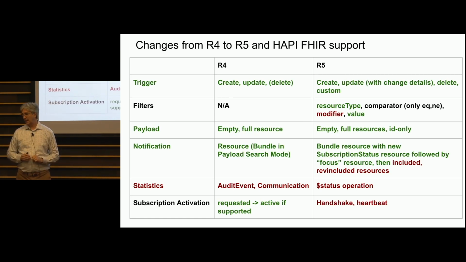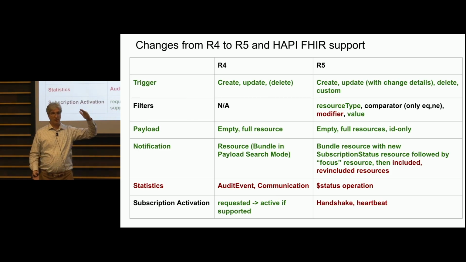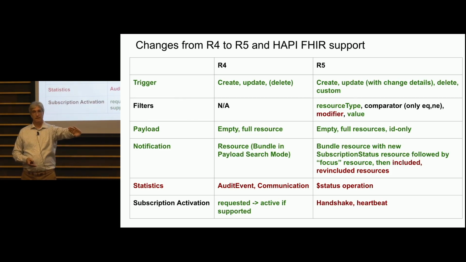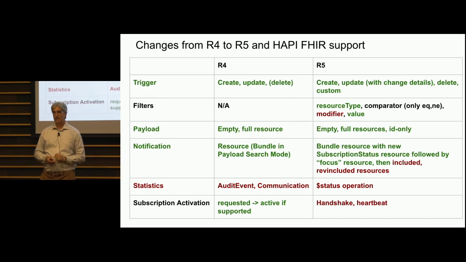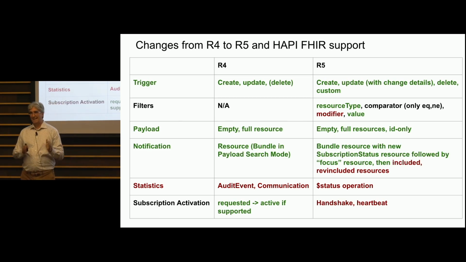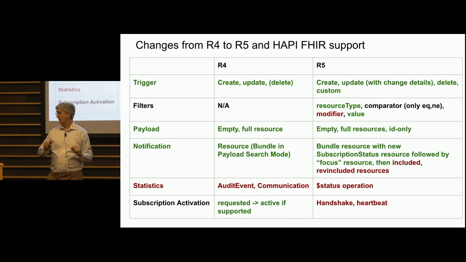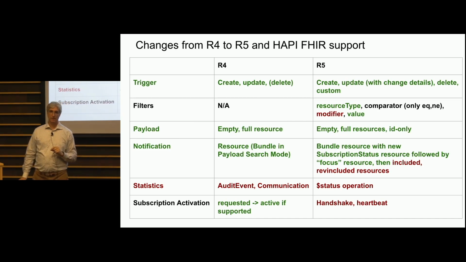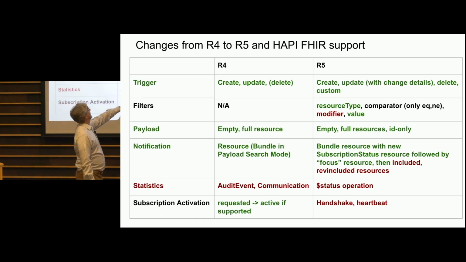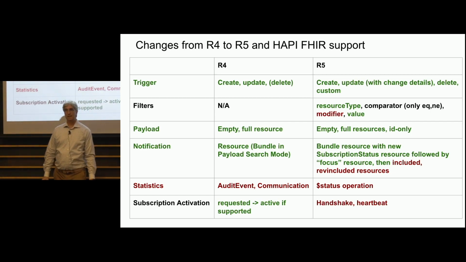So what is in the notification? In R4, typically it's just the resource, unless you're using our payload search mode in HAPI FHIR, in which case you can get a bundle. In R5, you always get a bundle, and it's quite a complex bundle. The first entry in the bundle is a subscription status that has lots of details about the match that triggered this notification. Then it's followed by something called the focus resource, which is the main resource that the notification is about. And then you can have includes and reverse includes. In this sense, our R4 support is actually richer than our R5 right now, because we haven't implemented the includes and reverse includes yet.